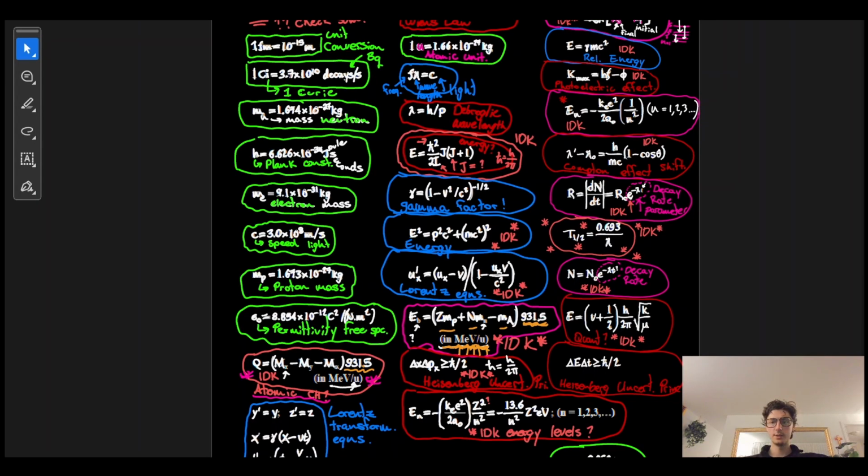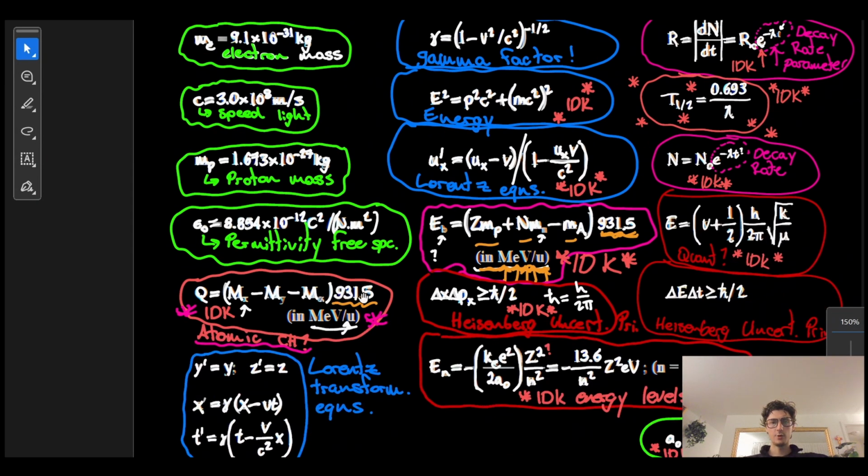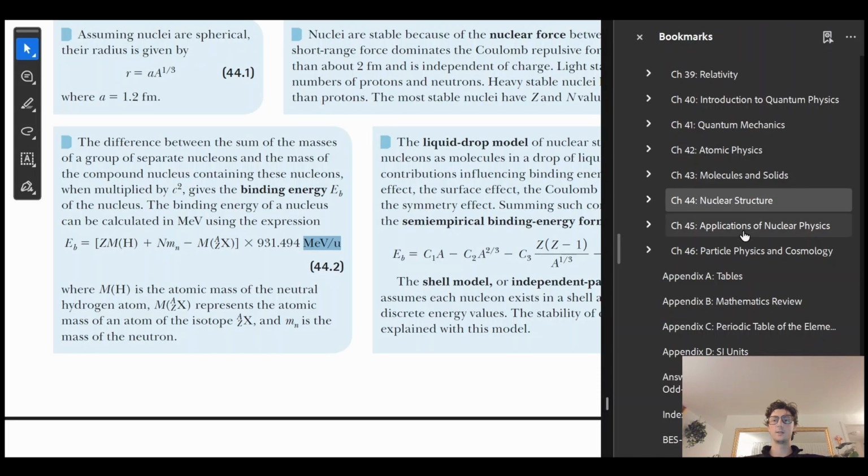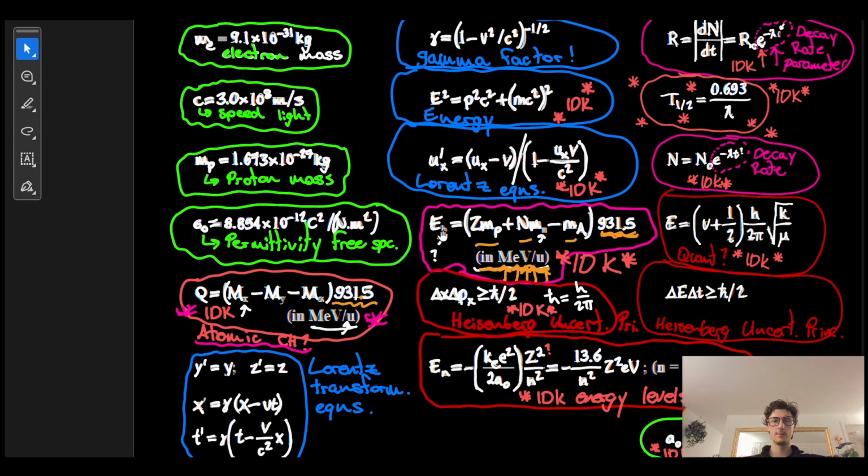Right here, we see the same thing. 931.5 in mega electron volts divided by U. 931.5 in mega electron volts per U. So both these equations, I know they're in this section here, nuclear structure, because I can see pretty much the exact same form of the equation here. I have a number, mega electron volts divided by U. I have some EB, right? One of the equations here, EB, is this one. So this actually looks exactly like it.